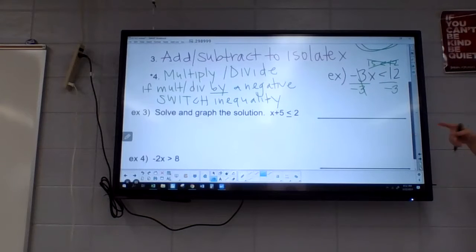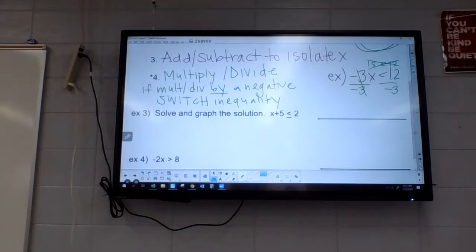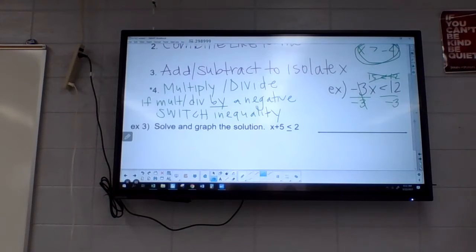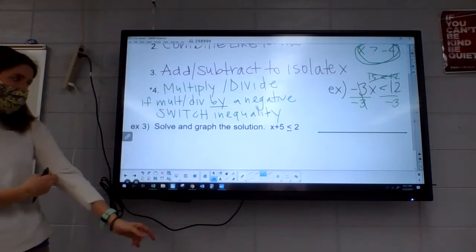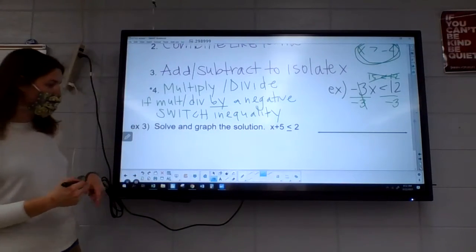So we have some solving to do here. So we're going to solve this like we normally would. Solve for the x, and then we're just going to graph it. So it says solve and graph the solution. So to get x alone in example 3, what are we going to do?